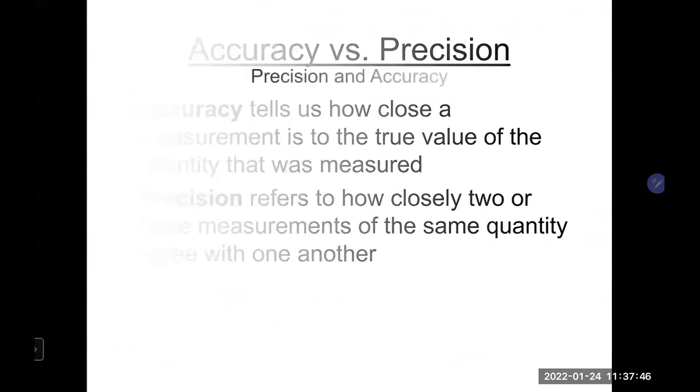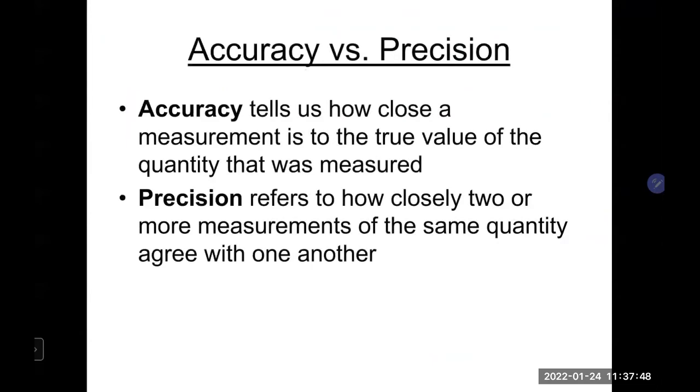Now, there is a difference between accuracy and precision. When we talk about accuracy, what we're talking about is how close we are to the true value. So if you are very close to the true value, you're very accurate. So if the true value was 5 and you got 4.99, you're very accurate. Precision, on the other hand, is how close a set of numbers are to one another, I guess is the way to put that.